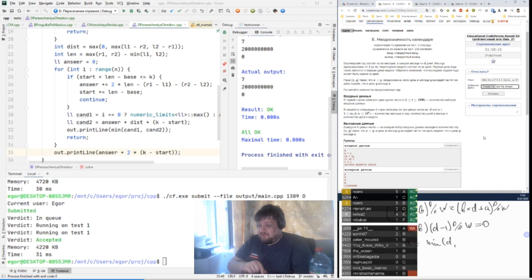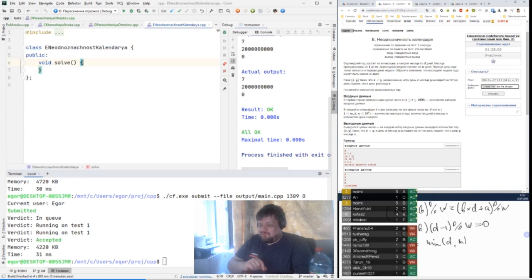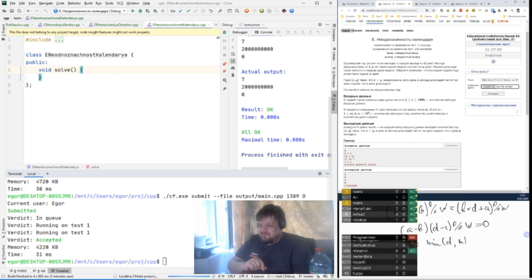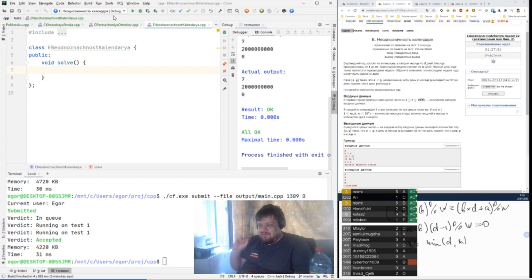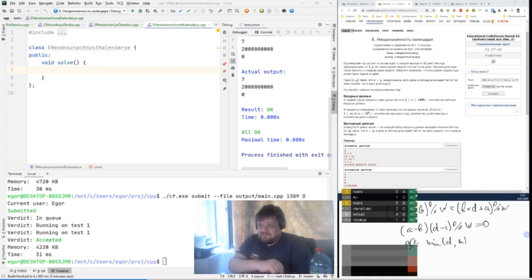Also, we know that a and b are no more than the minimum of d and m. So we basically divide w by GCD of w and d minus 1, and then we want to find the number of pairs a, b such that a equals b mod this transformed w, and a and b are no more than the minimum of d and m. It's a very easy question actually.